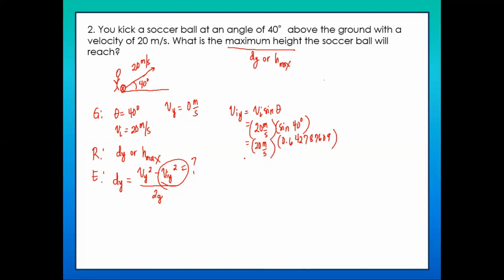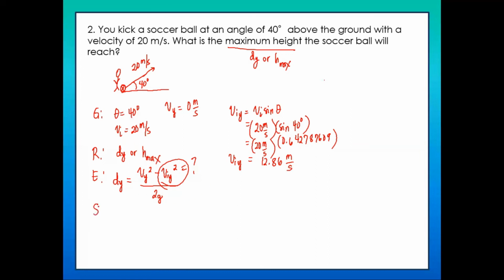Okay, so that gives you your v sub iy, 12.8557. So we round off to 2 decimal places, that gives you 12.86 meter per second. So this value is important for us to move forward in this equation. Okay? So hopefully you are following.